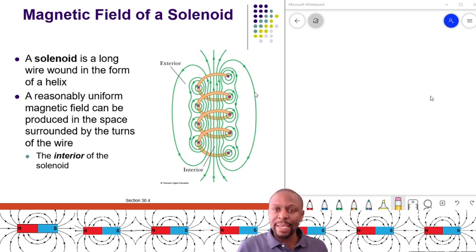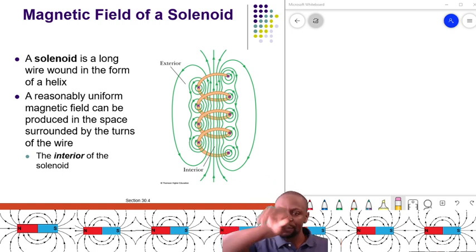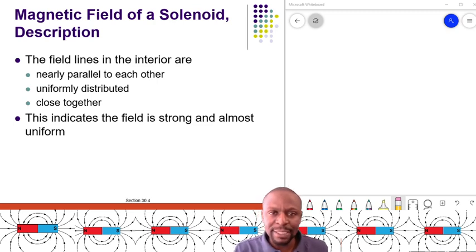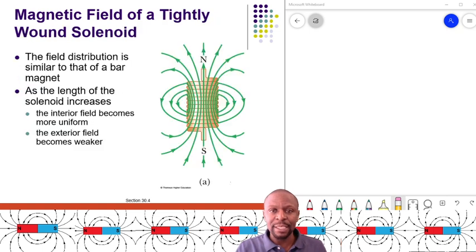But when you are at the right hand side of this solenoid, a spring-like shape of wire, if the magnetic field is going this way, then the current must be going into the board. Right, now the field lines in the interior are nearly parallel to each other, uniformly distributed and closely together, and this is what we have seen from that diagram. This indicates that the field is strong and almost uniform inside the solenoid.